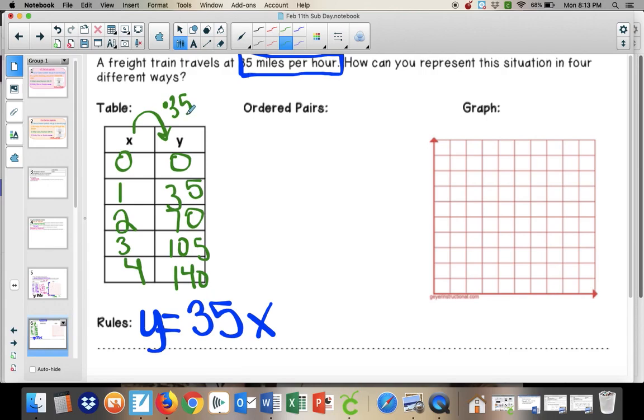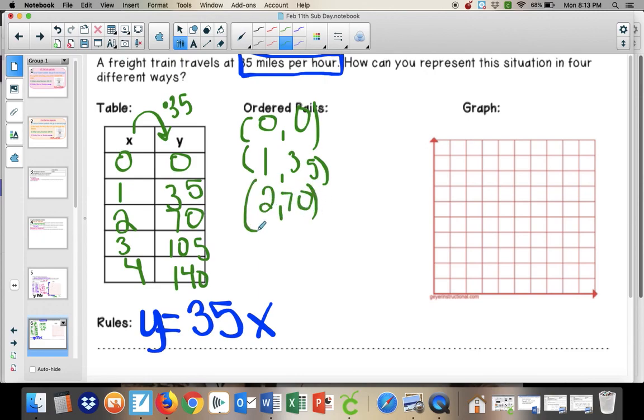miles per hour. So my ordered pairs are 0, 0, 1, 35, 2, 70, 3, 105, and then 4, 140.